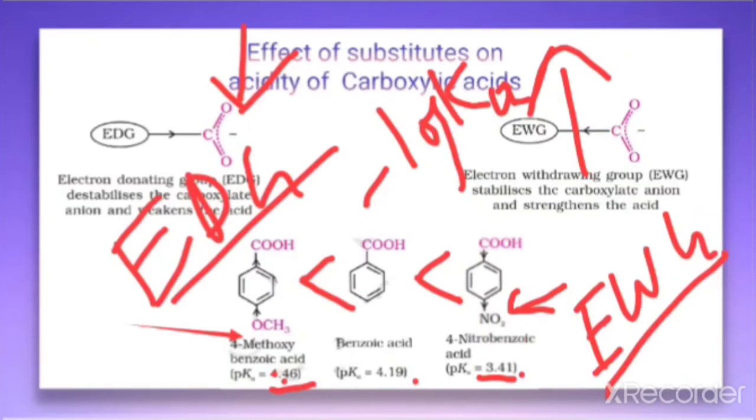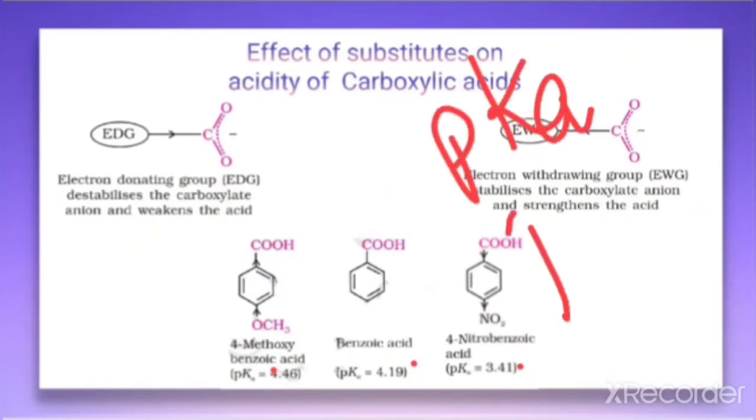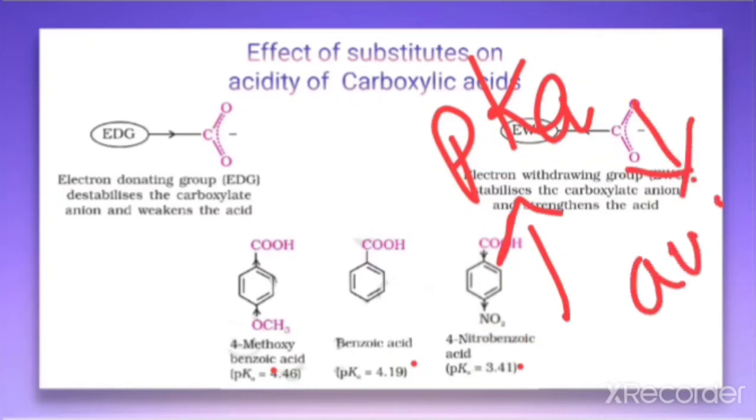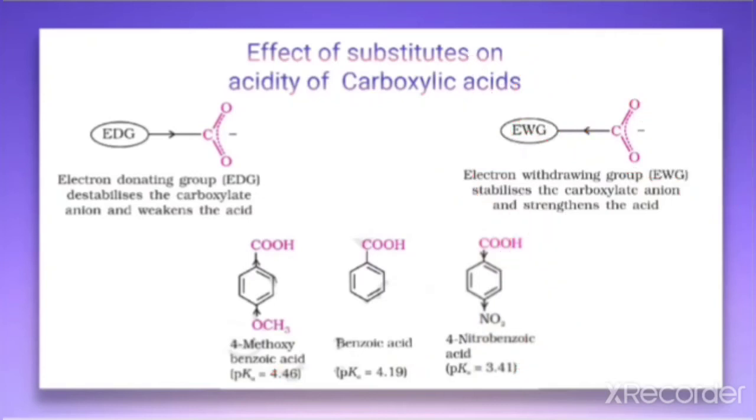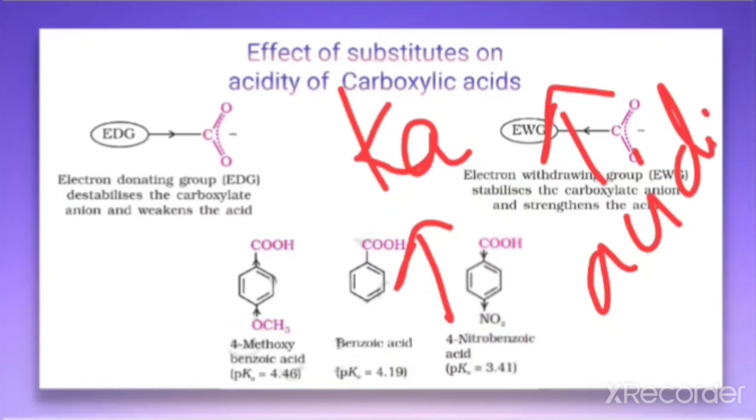It is one of the most important points which you need to remember whenever the values are given. If the pKa value is given to us, the greater the value of pKa, the lower is the acidic character. That you need to remember. And if the Ka value is given to us, then the greater the value of Ka, the greater is the acidic character. That is important to remember when you are dealing with such examples or problems.